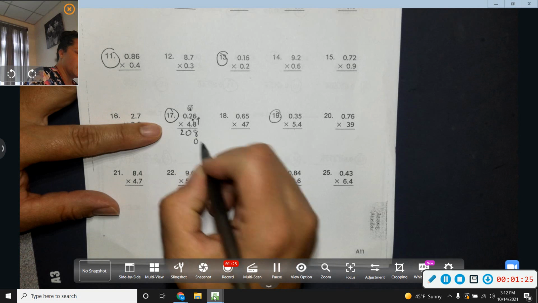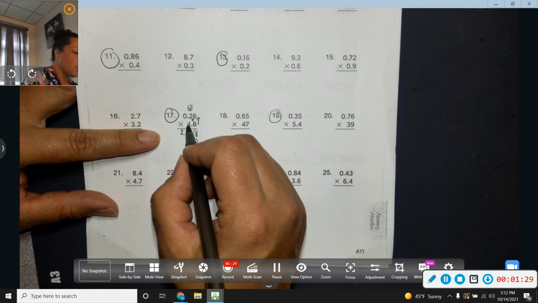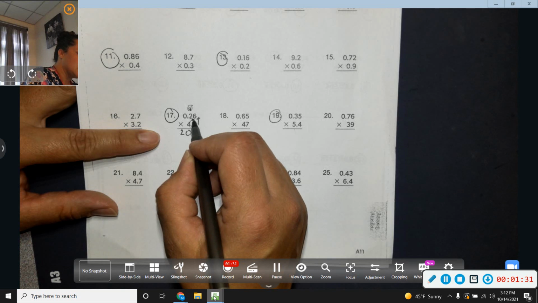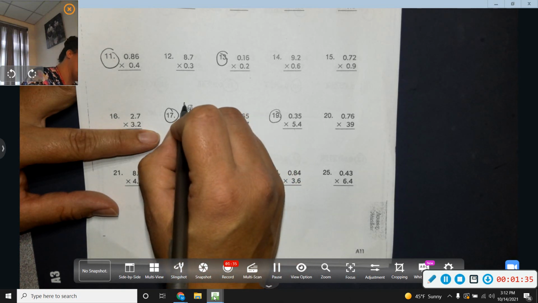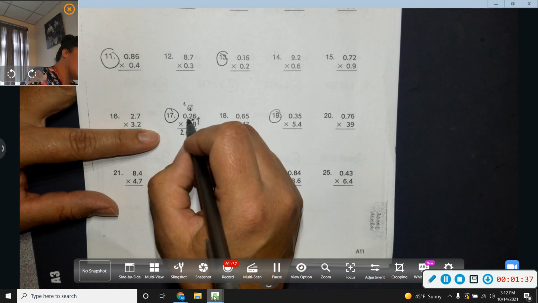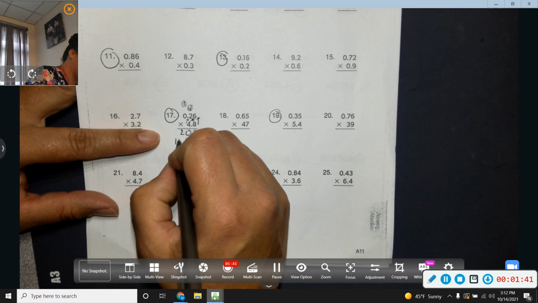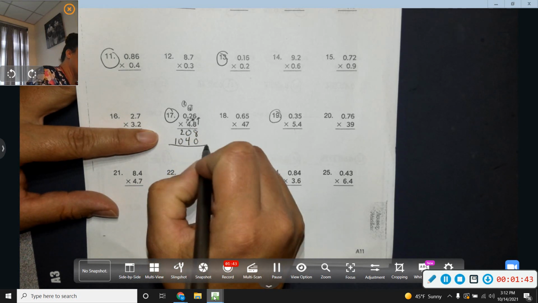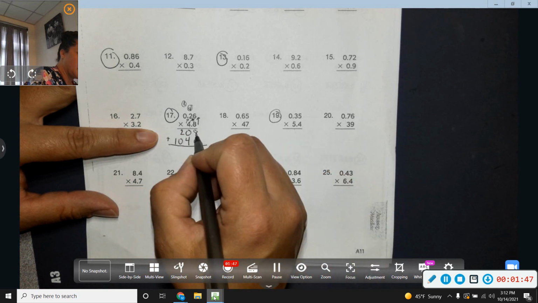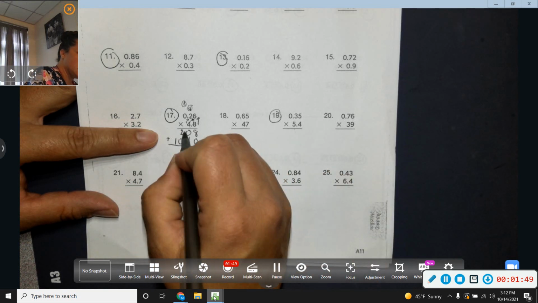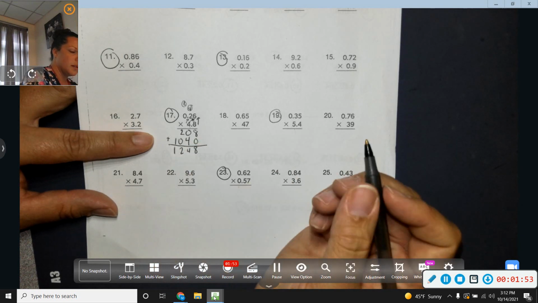Now I bring a placeholder 0 down. Now I can multiply my 4 through. 4 times 6 is 24. Put my 4 down, carry my 2. 4 times 2 is 8, plus 2 is 10. Okay? I'm done multiplying, so now I add. 8 plus 0, 0 plus 4, 2 plus 0, and 1.